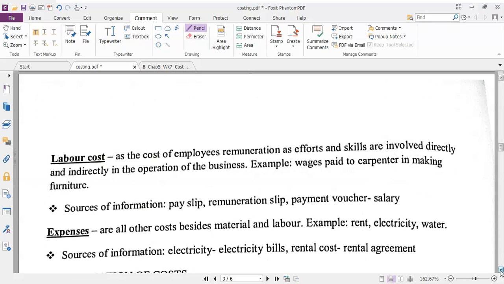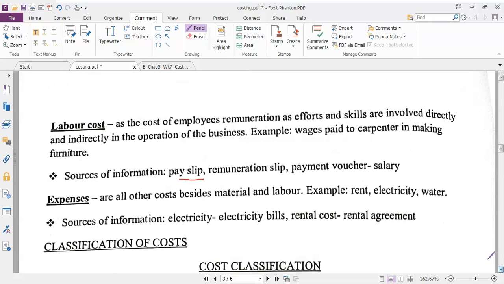Next, it has a source of information. Okay, where will you get the value of wages paid to the carpenter? Of course, in their pay slip, or remuneration slip, or payment voucher for salary. Okay, that is the source document or source information.